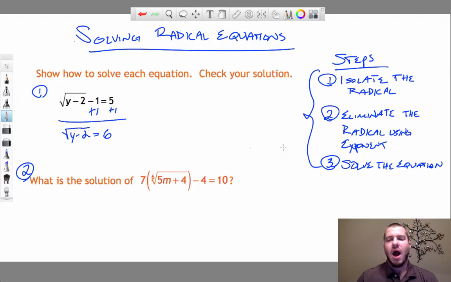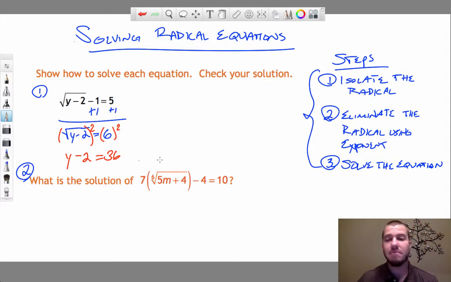And so the second step is eliminate the radical by using an exponent. So since this is the square root and it's all by itself on one side of the equation, I'm going to do the inverse operation in order to get rid of it or eliminate it. So I'm going to square it. Because it's a square root, I'm squaring it. But if I square the left side of the equation, I also need to square the right side of the equation. So I'm left with y minus 2, because basically the square root and the squared cancel each other out, and is equal to 36.